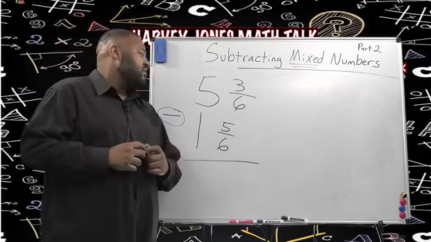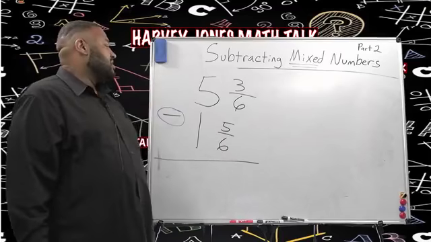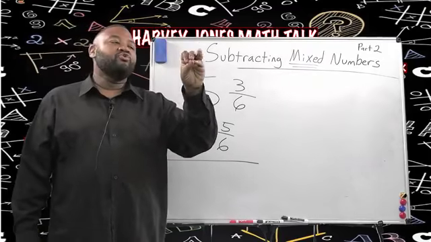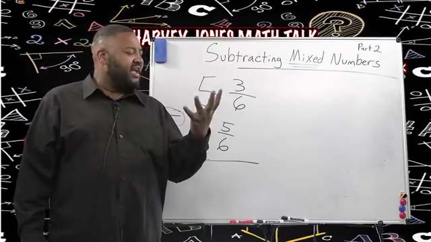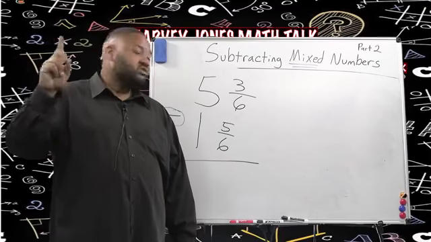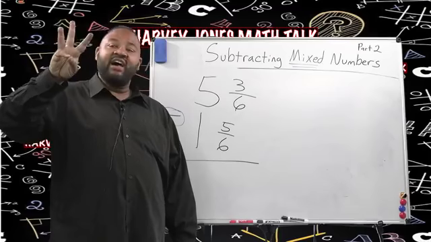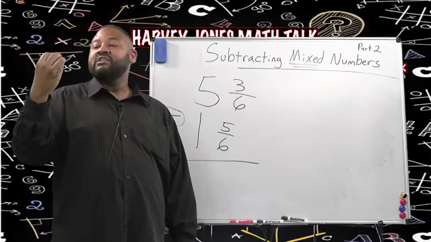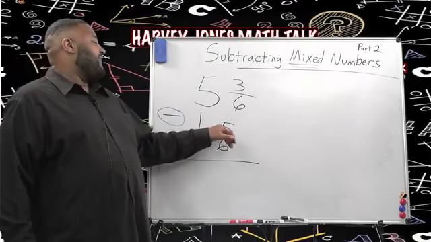Next, I got to check my denominators. Are my denominators the same? Check. All right. I got 3 fingers. Take away 5. 1, 2, 3. I ain't got it. What you mean you ain't got it? Maybe your brother got it. All right. 1, 2, 3. Take away 5. 1, 2, 3. I ain't got it either.